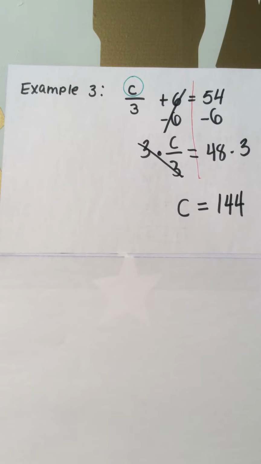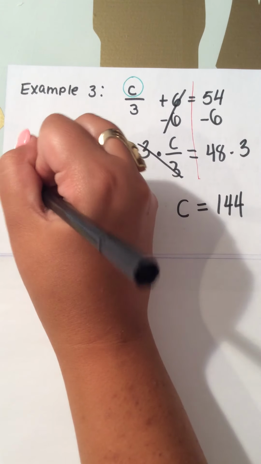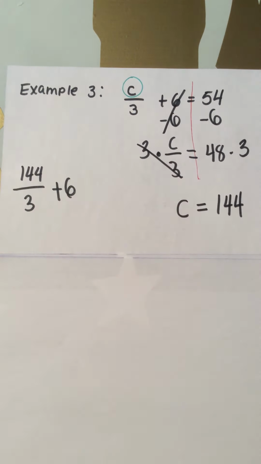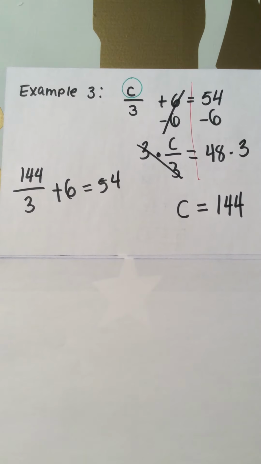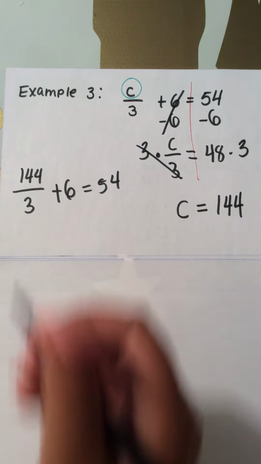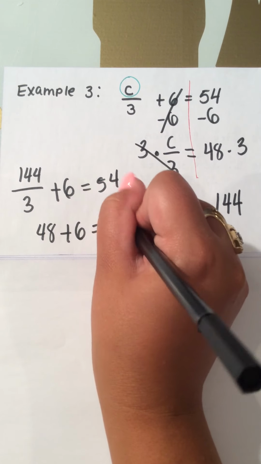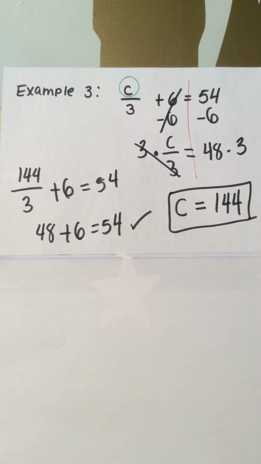Okay? This one I certainly recommend checking out. So I'm going to substitute 144 in for C up here. So I'm going to have 144 divided by 3 plus 6. Okay. Does this equal 54? I don't know. Let's double check. So 144 divided by 3. Let's type that in. When you type that in, you're going to get 48. 48 plus 6. Does that equal 54? Yep. This right here checks out.